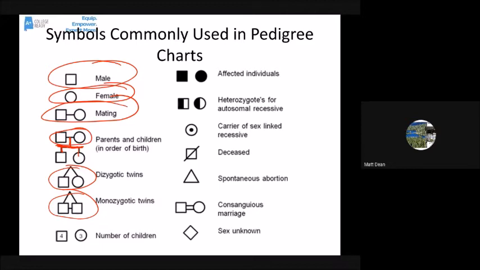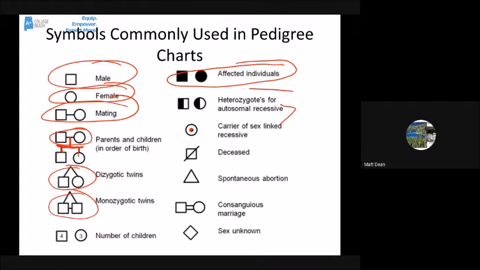Some other things that we know: if an individual is affected with a trait, typically the shape is going to be completely colored in. We also can see carriers. Carriers are usually shown as either half shaded shapes, or sometimes they're shown with just a dot in the middle, like so. So those are heterozygote carriers.